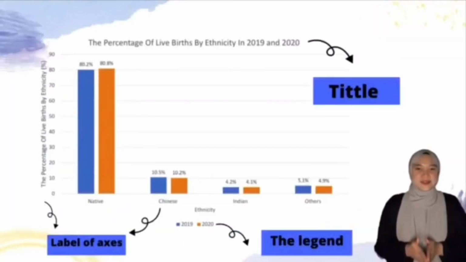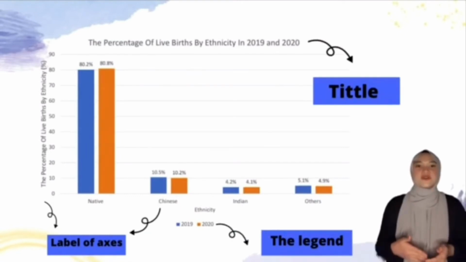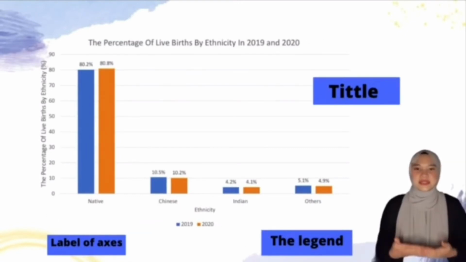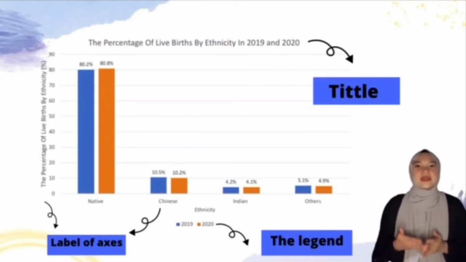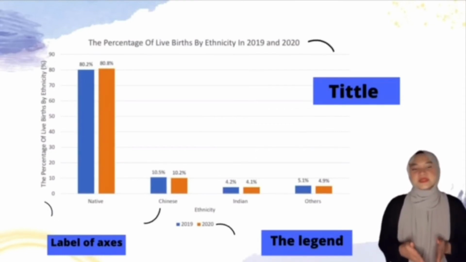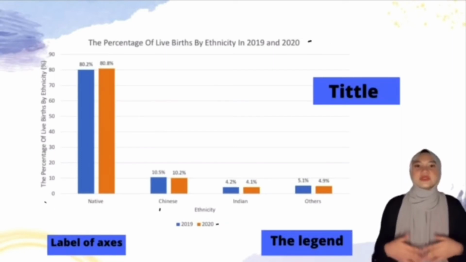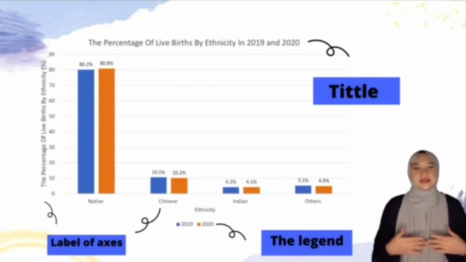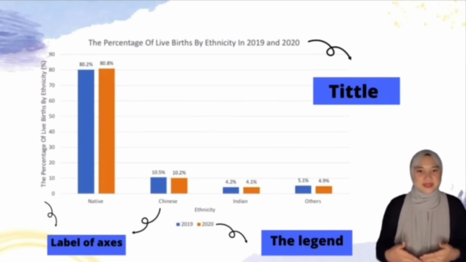Now, let's take a look at the bar graph. The title of this bar graph is the percentage of live birth and death by ethnicity in 2019 and 2020. The horizontal axis represents ethnicity and the vertical axis represents the numbers of live birth and death by ethnicity. The legend refers to the years. Blue represents 2019 and orange represents 2020.